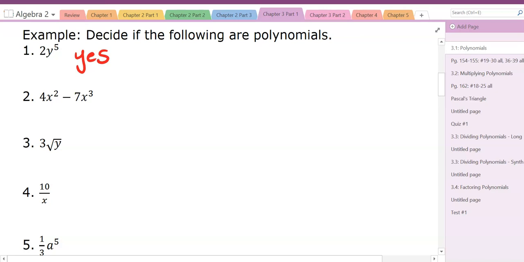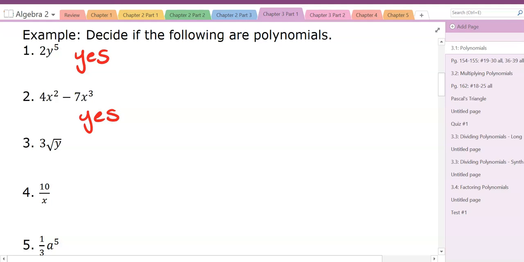Number 2. Again, I check for those things. I don't see any fractions, so I don't really have to worry about variables in the denominator. My exponents are 2 and 3, so again, no variables there. No absolute value bars, no square root signs, and my exponents don't have fractions, they're whole numbers. So again, number 2 is going to be a yes.